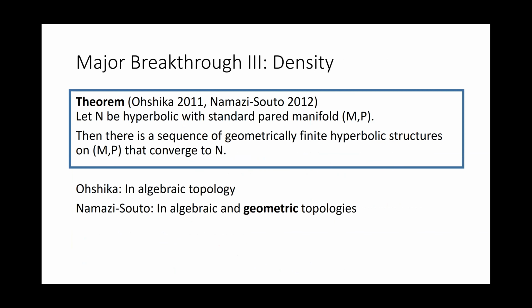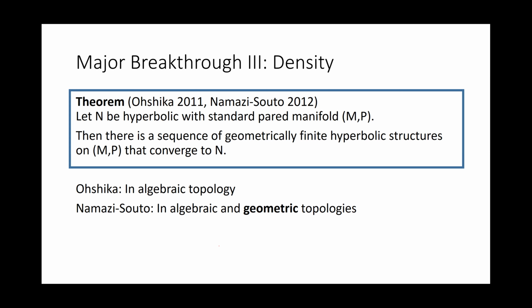And then the third major breakthrough was the density theorem, and this followed quickly once we knew the ending lamination theorem was true. This was proved by Oshika and by Namazi and Souto. Both of them credit lots of other people, but they kind of put the cherry on the top. If N is a hyperbolic manifold with its associated paired manifold MP, then there is going to be a sequence of geometrically finite hyperbolic structures that converge to N.